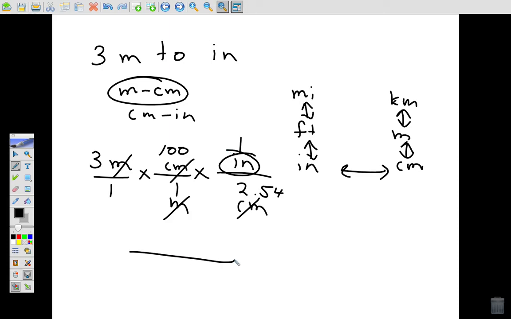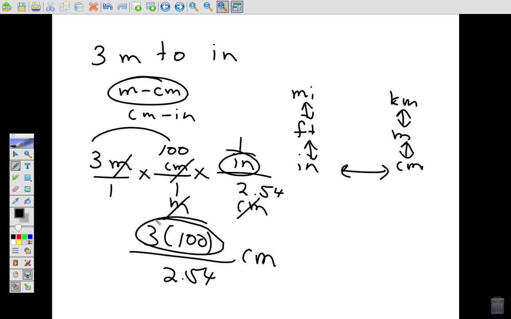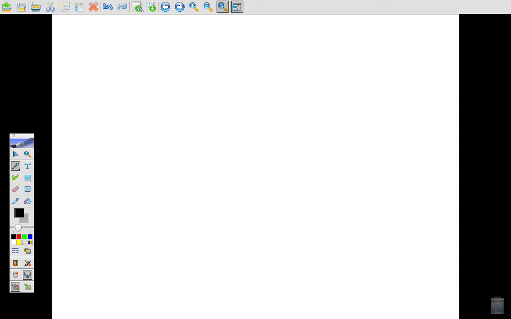So in the top, what do I have for numbers? Well, I have 3 times 100, and in the bottom, we have 2.54. And lately, we've just been leaving this as it is. If you wanted to figure it out, you take 3 times 100, which is 300, and then divide by 2.54. And that's where we started with unit multipliers or conversions.